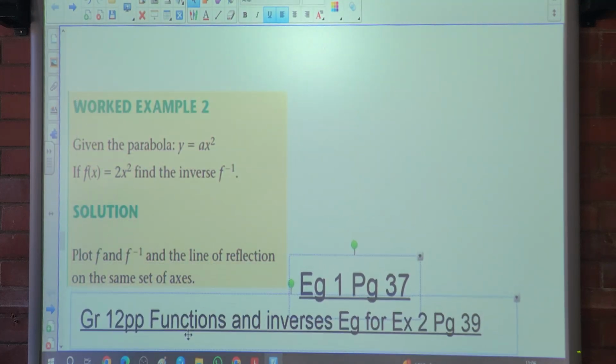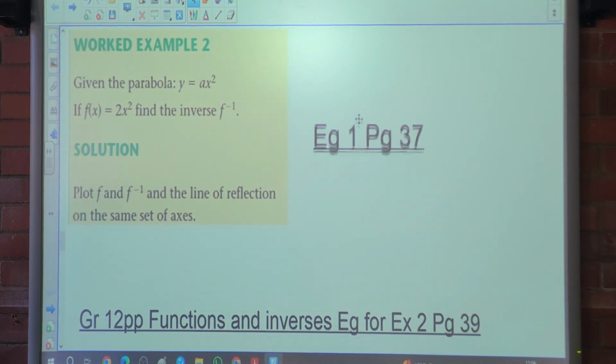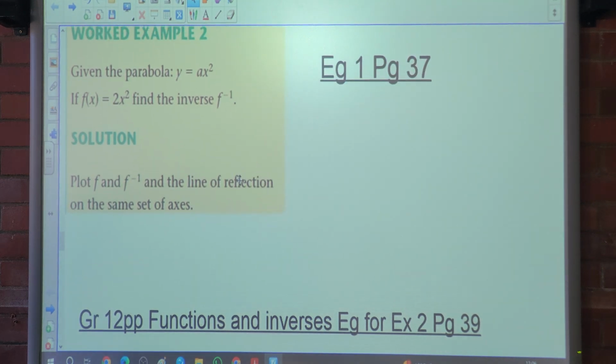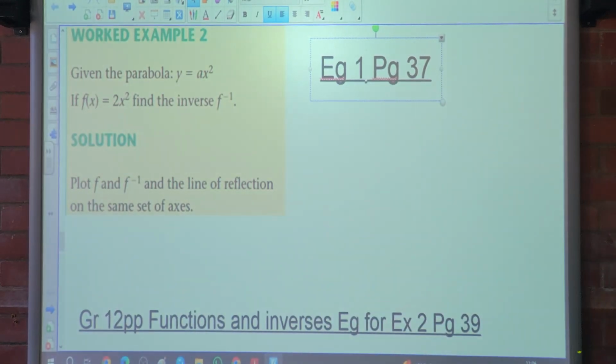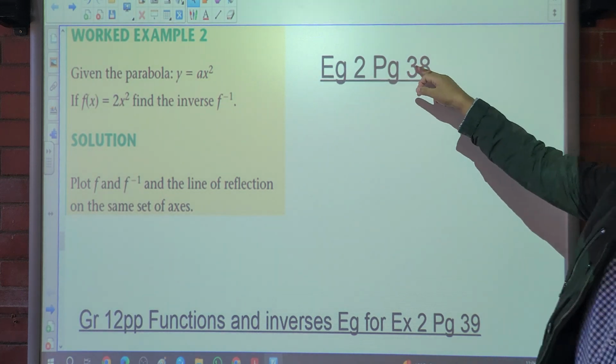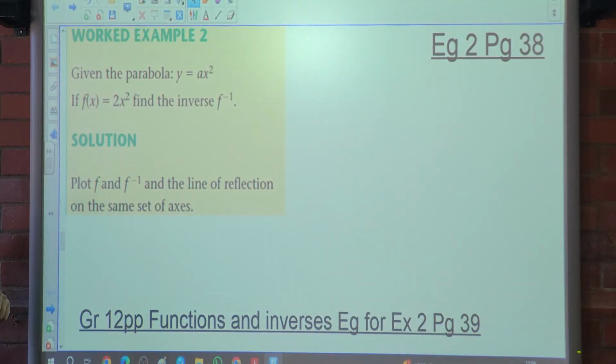Example 2. In example 2, we're looking at the parabola, or the quadratic function. Example 2 is on page 38. If f of x is equal to 2x squared, find the inverse. What I did in the previous sum was I drew the graph to show you what's happening. I'm going to do the same here.